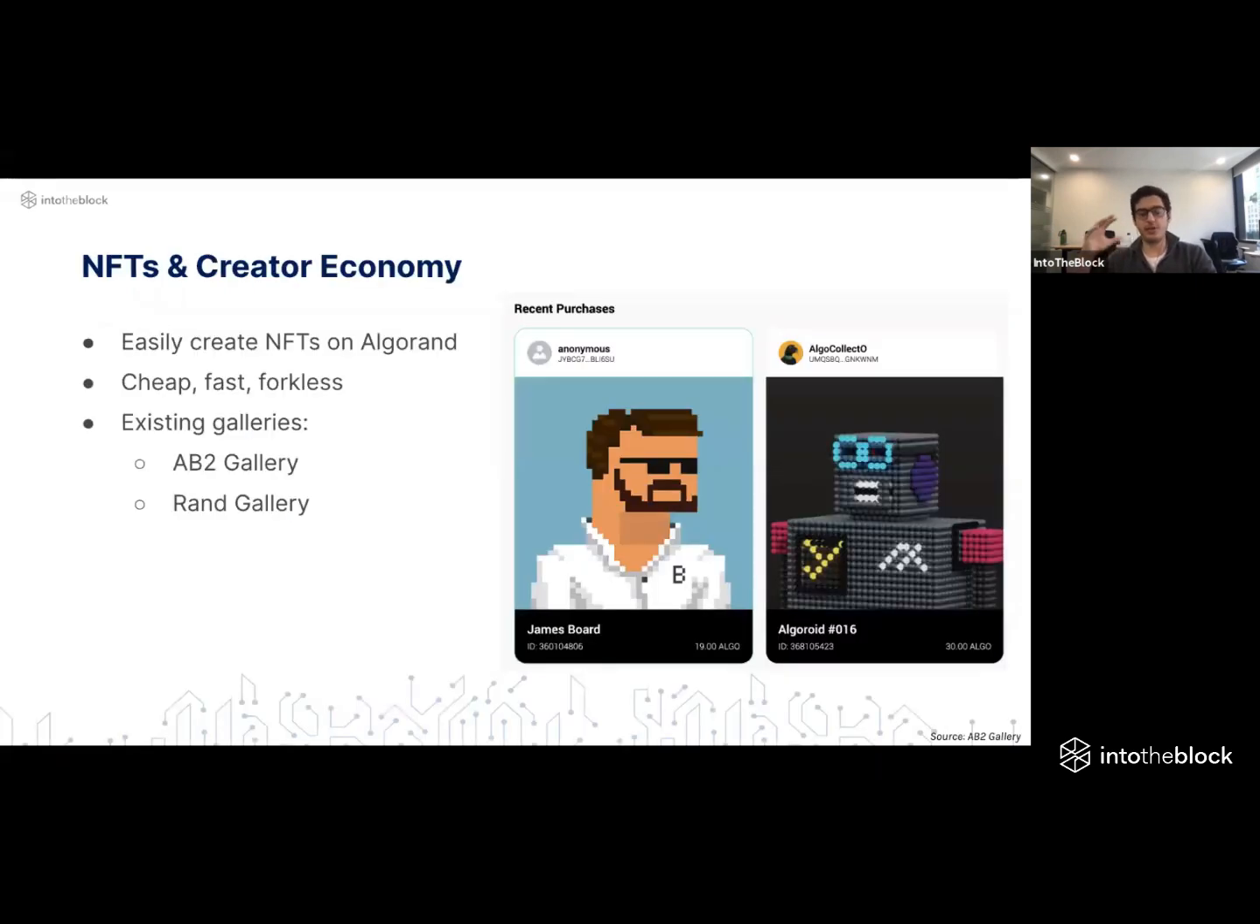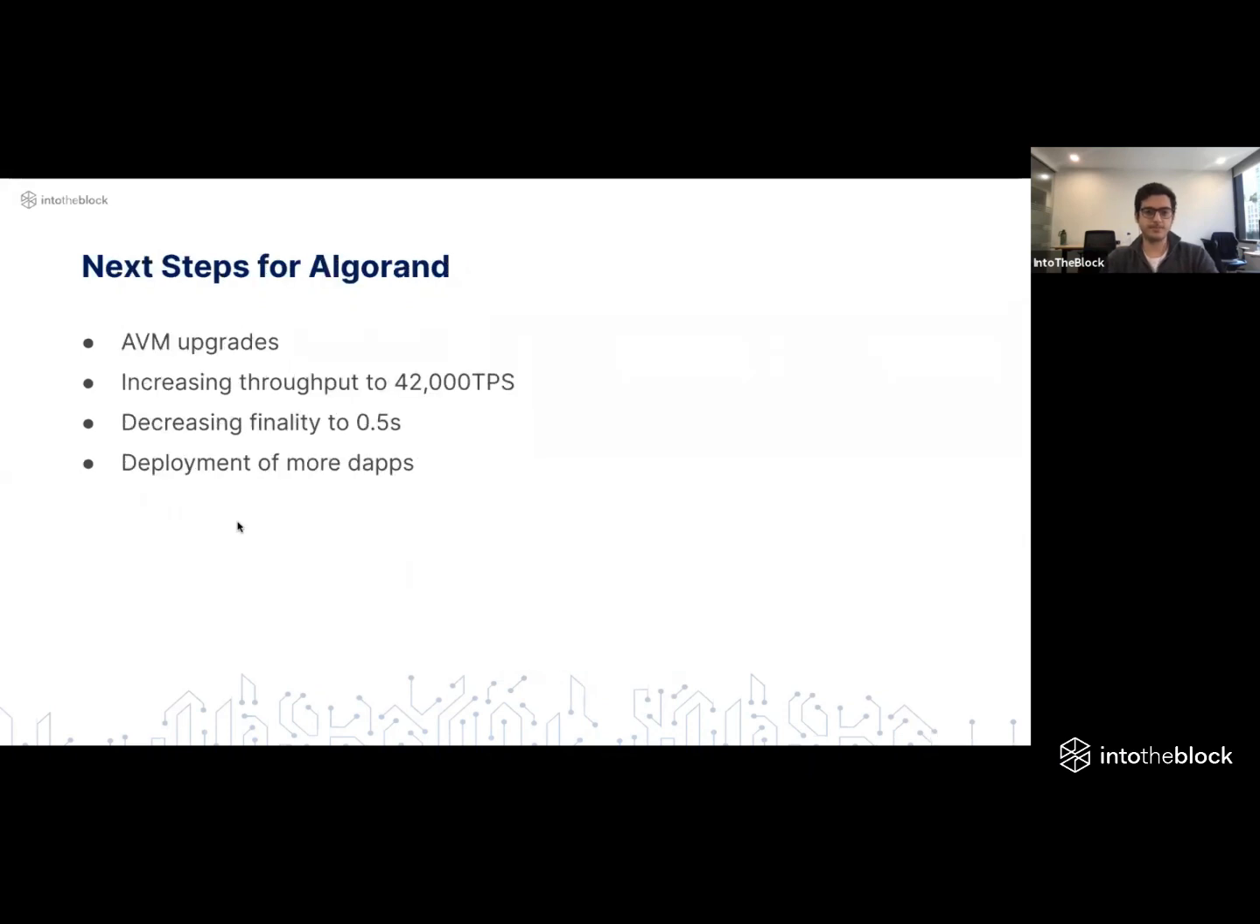In terms of NFTs, they also have a framework to support NFTs. So as I mentioned, the ASA tokens can be used for non-fungible tokens as well. They have the ability to easily create NFTs on Algorand. One of the benefits that they claim behind this is it can be significantly easier, cheap, fast, and since it's forkless, creators have more certainty that their NFTs will live only in one ecosystem in the case that the whole base layer gets forked. And they already have a couple of existing galleries, the main ones being AB2 Gallery, from which I took this screenshot, and Rand Gallery.